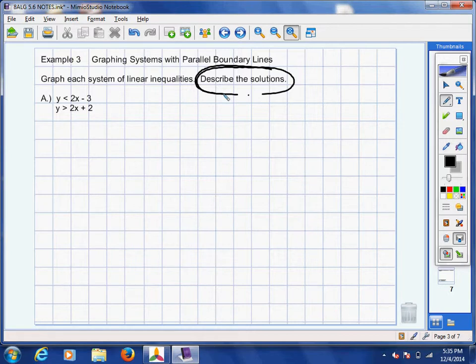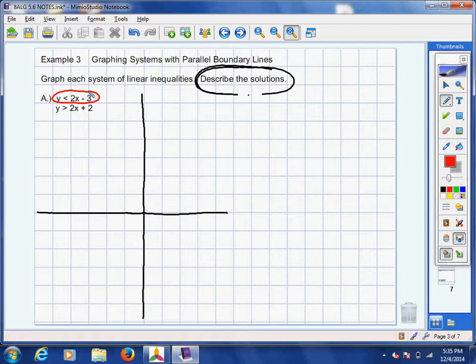I am so thankful. They were very kind. They are both already in slope-intercept form, so there's no rearranging. There's just nothing else you have to do with these. Now, what I am going to do is color code. So in the first equation, or inequality, I'm going to do y is less than 2x minus 3. I'm going to do that one in red. So if you have a red pen with you, go ahead and grab that and let's color code together, okay?